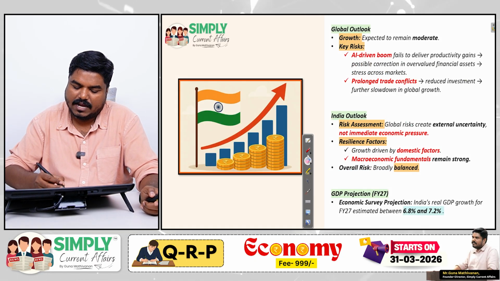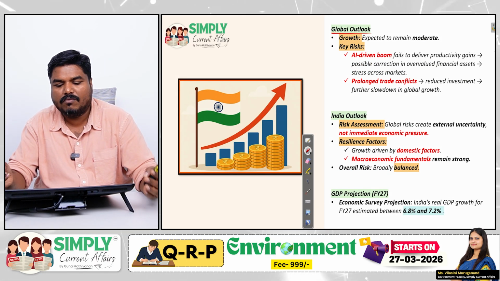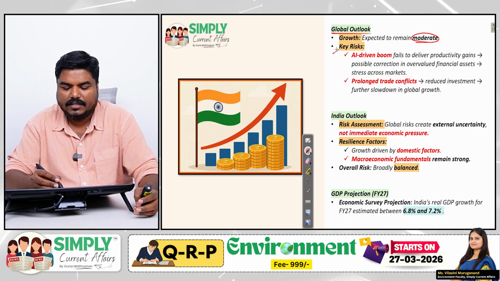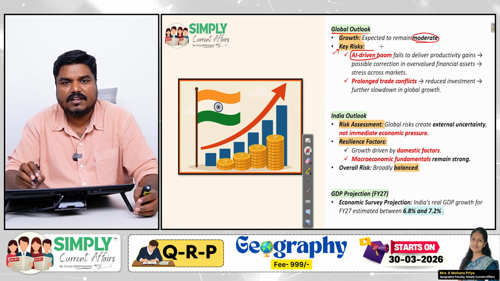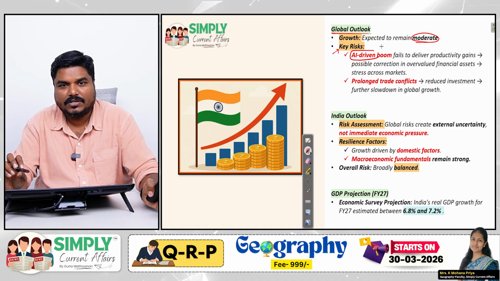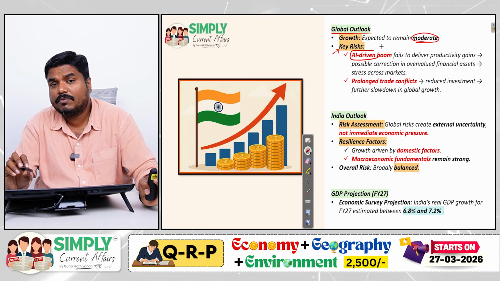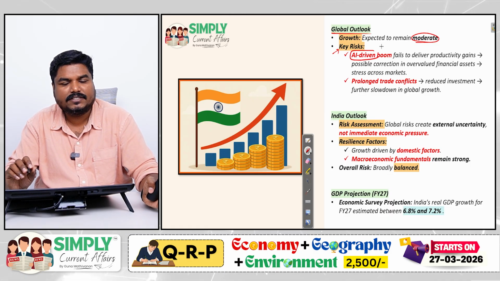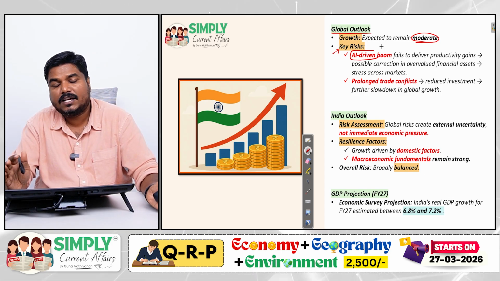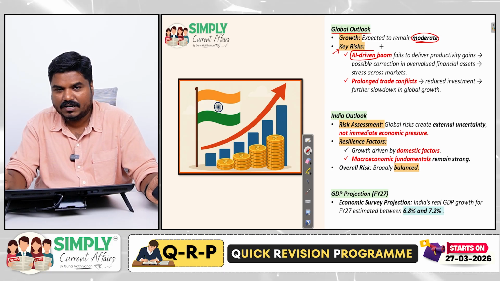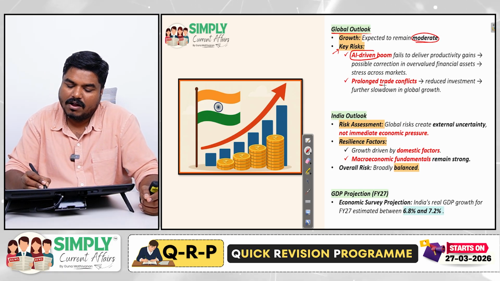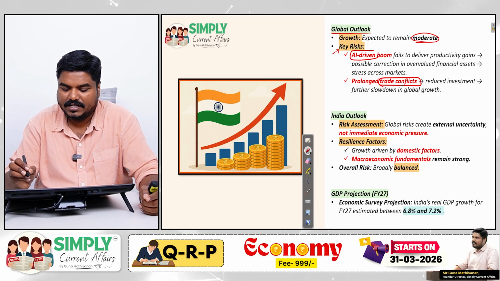Okay, so finally in chapter 1, the growth outlook: the survey says that growth will be moderated. There are risks like AI, artificial intelligence, that is going to improve development and growth, all fine, but that can deepen inequality also. A handful of developed countries have a hold on AI, so they are going to make huge benefits. There can be a divide between the developed and the developing countries. That is a risk. This prolonged trade conflict is also not good for the entire world.